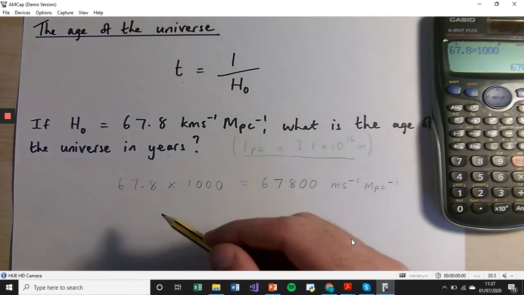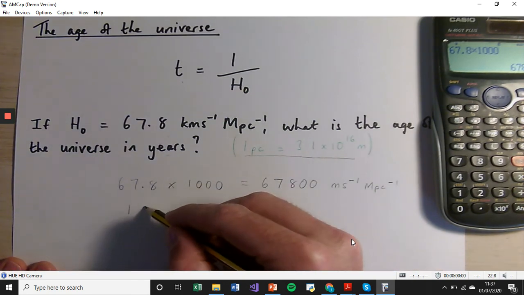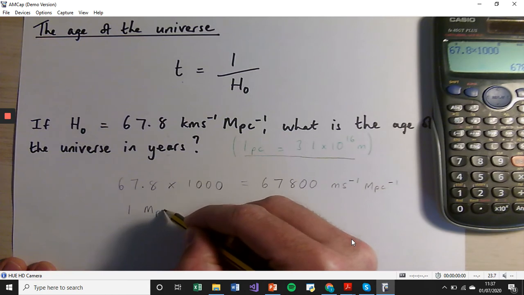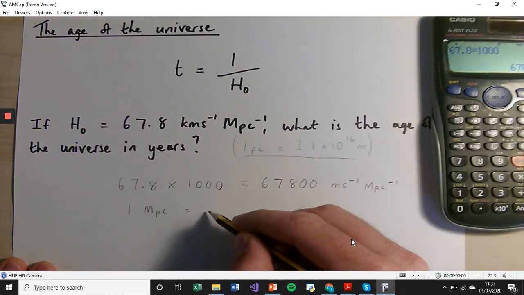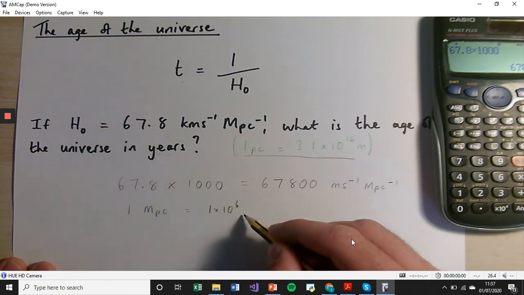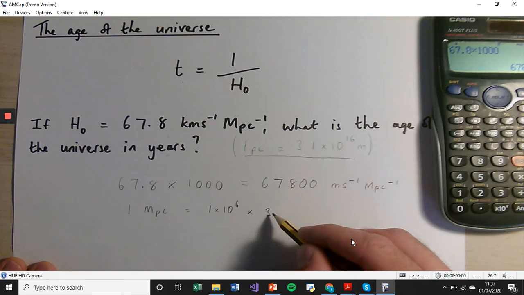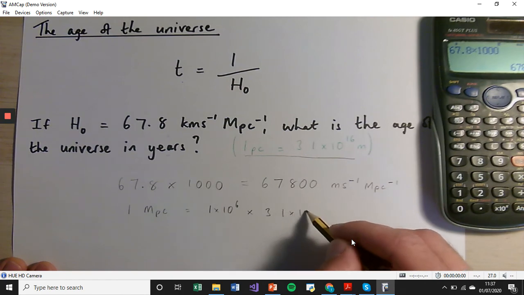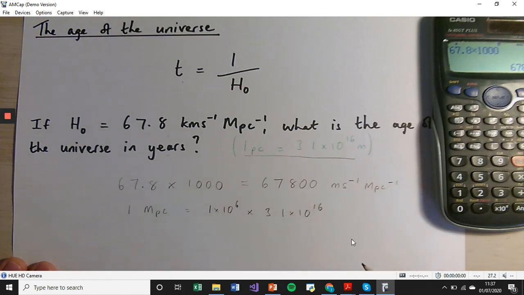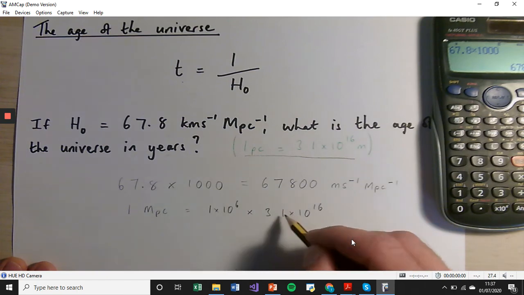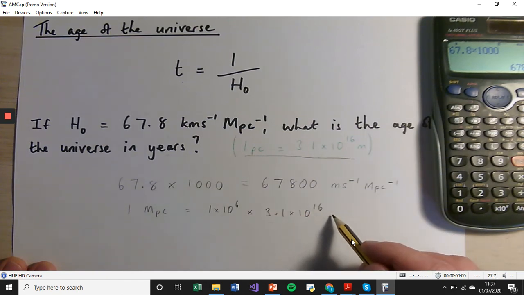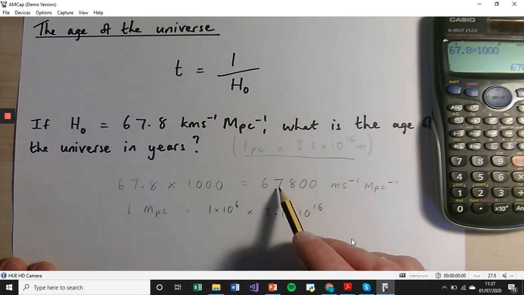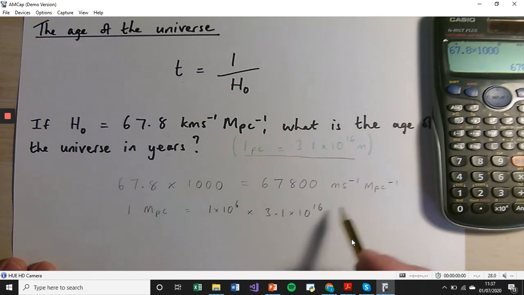So if we're using megaparsecs, 1 megaparsec is equal to 1 million. So that is 1 times 10 to the 6 times by 3.1 times 10 to the 16. And that's the number of meters in 1 million megaparsecs. And we want to divide our 67,800 by that value.